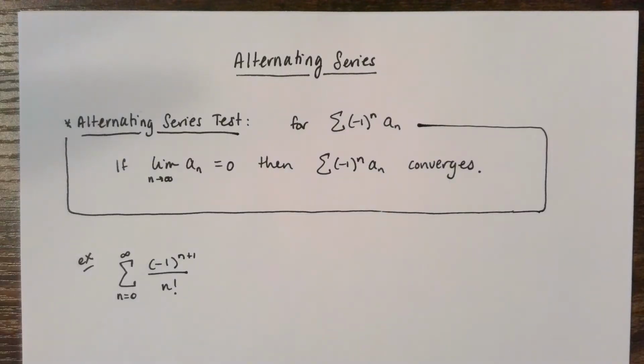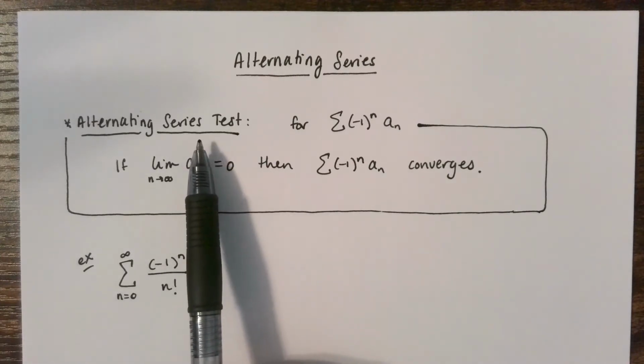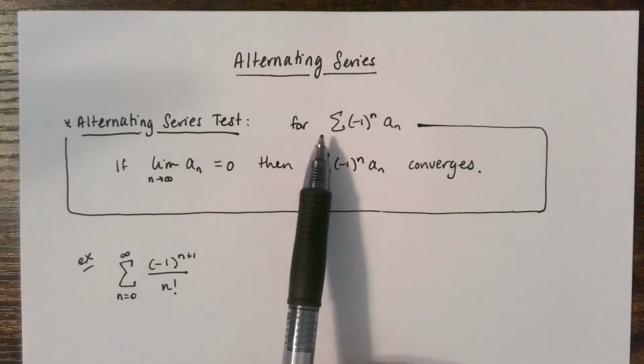Let's talk about alternating series. So this picks up right where we left off in the notes, and it's just more notes instead of the reading this time. So what I have here is just a recap of the alternating series test. This test is for alternating series. So alternating series are the kind that go plus minus perfectly.